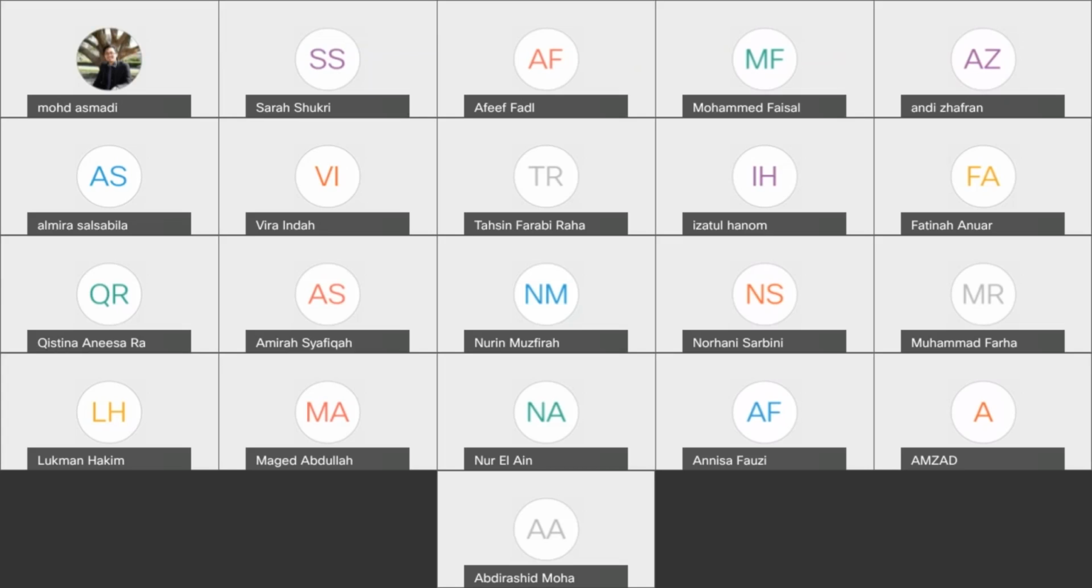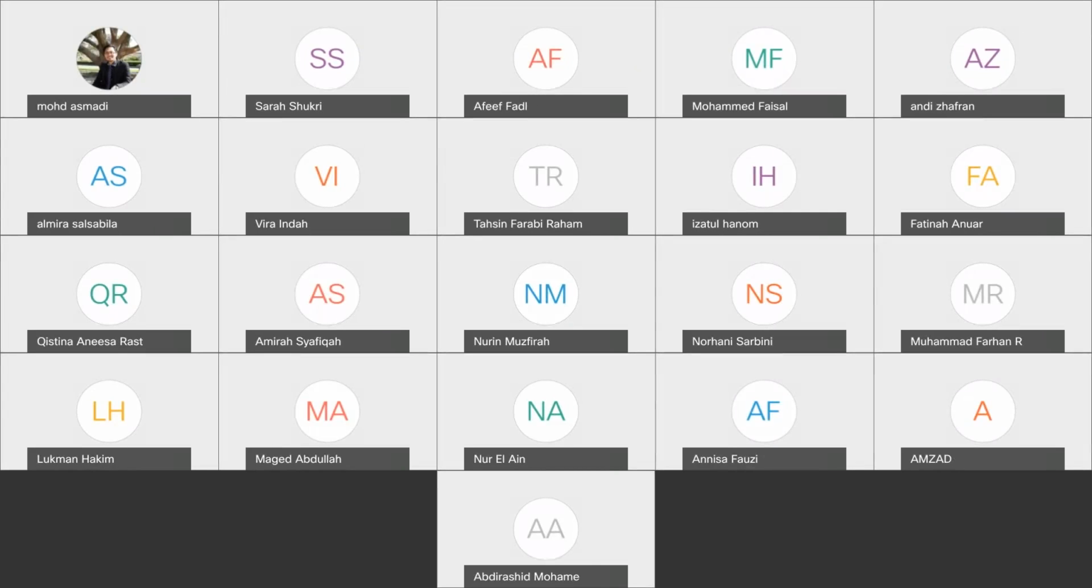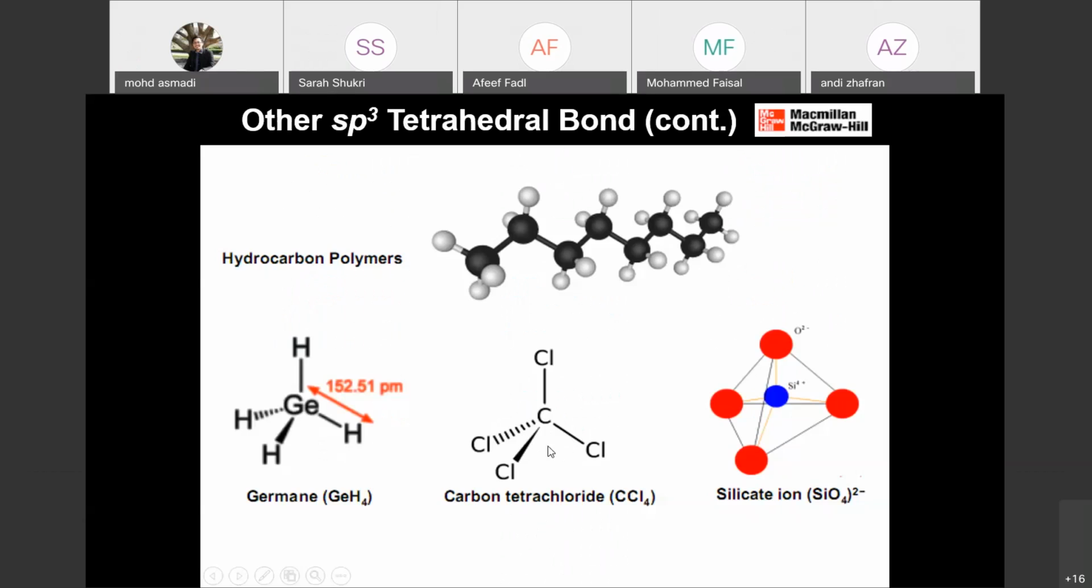Hydrocarbon polymer, carbon tetrachloride, it remains. And this one, if you look at here, the dipole moment actually is a dipole moment. Later I will explain to you what a dipole moment is.